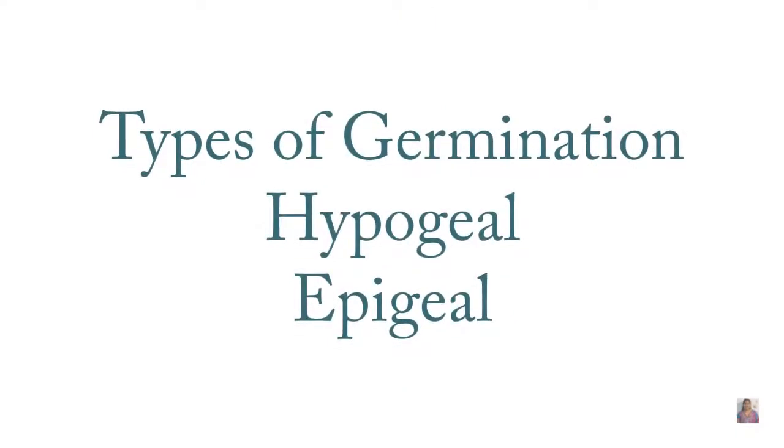There are two different types of germination, hypogeal and epigeal. Let us discuss these two different types of germination in the next video.